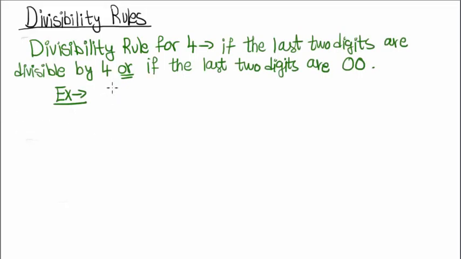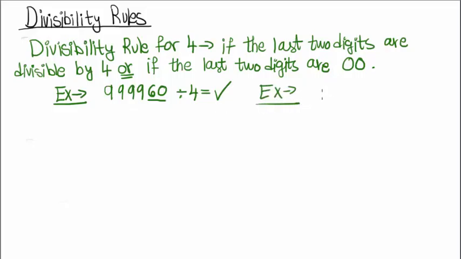Let's say you have some number such as 9999960. This is an example of a number that is indeed divisible by the number 4 because the last two digits of this number are 60. And since the number 60 is divisible by the number 4, this right here is an example of a number that is divisible by the number 4.